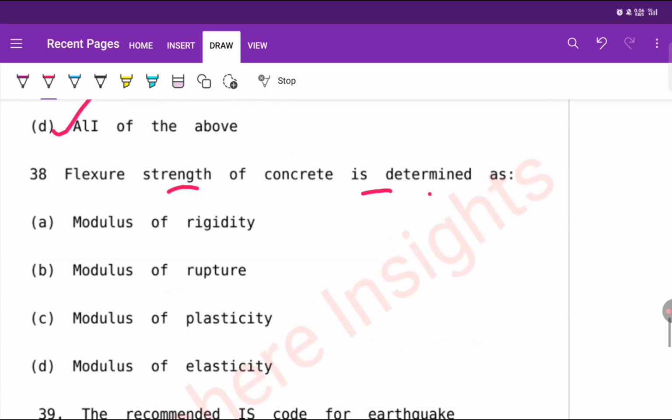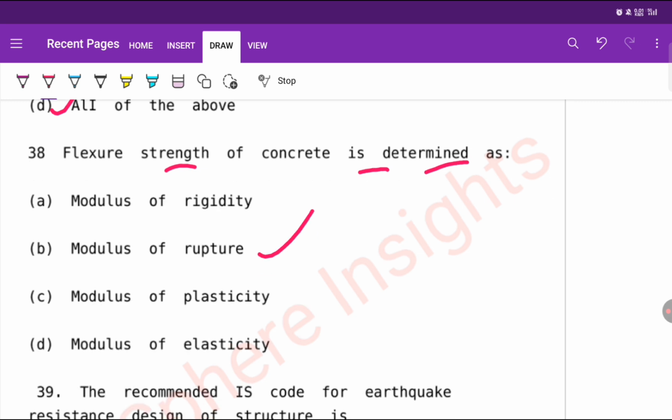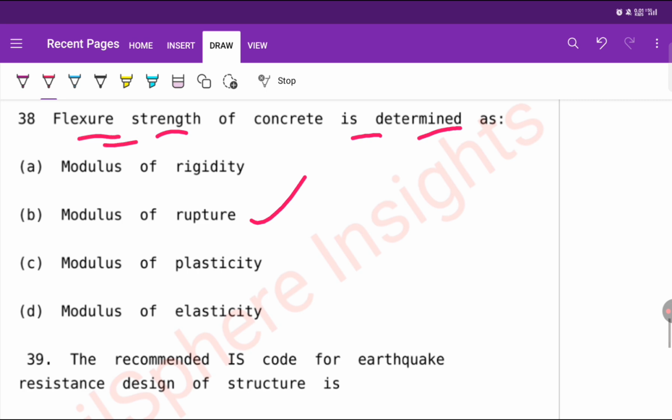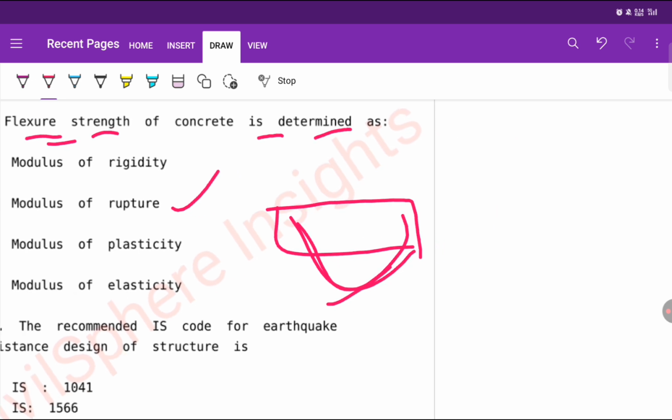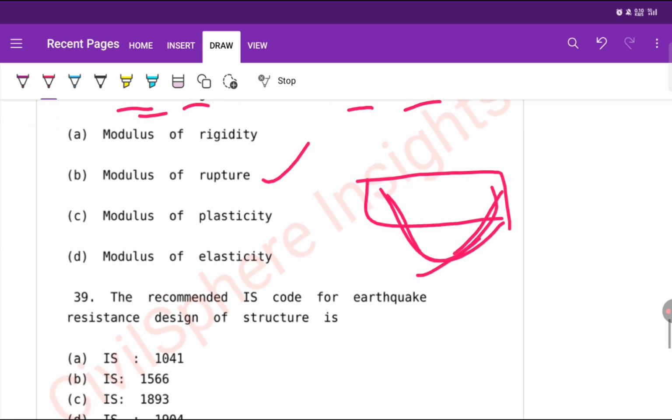Flexural strength of concrete is determined as modulus of rupture. Remember, flexural strength is tensile strength under bending, which is determined by the beam test. The beam is bent like this, so we indirectly measure the tensile strength of concrete. That is called tensile strength under bending.